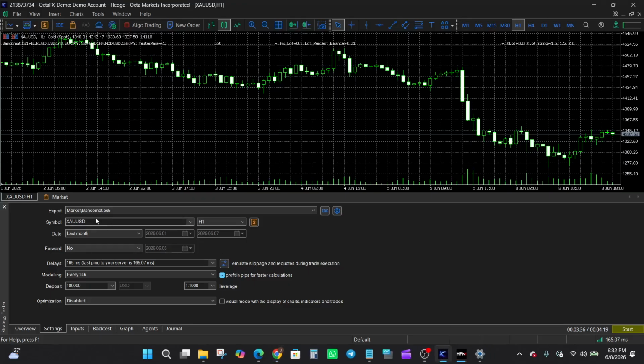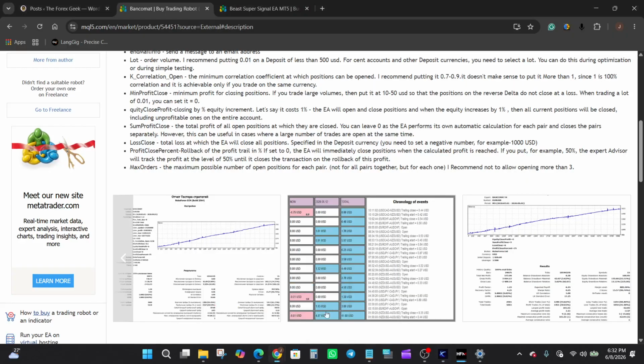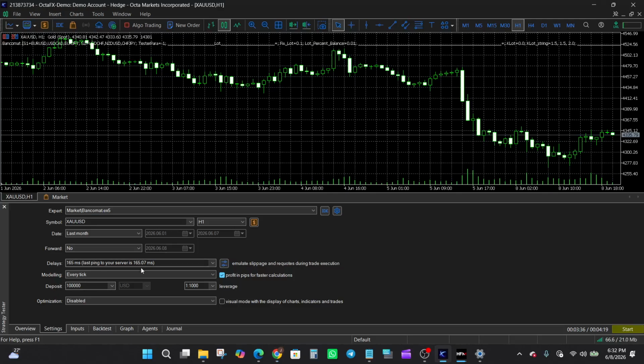We're testing the Bancomat EA on XAUUSD on the H1 time frame, and we're testing it just over the past month, which is exactly about one week, because we are just about a week away from the beginning of this month. So we just tested it over 1 week, in addition to the data that we already have here in the marketplace. So we are using the last ping to the server for the delays, every tick modeling.